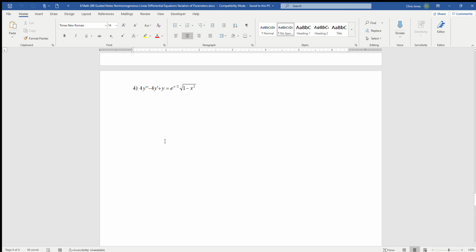One final example of variation of parameters is going to be our 4y double prime minus 4y prime plus y is equal to e to the x over 2 root 1 minus x squared.